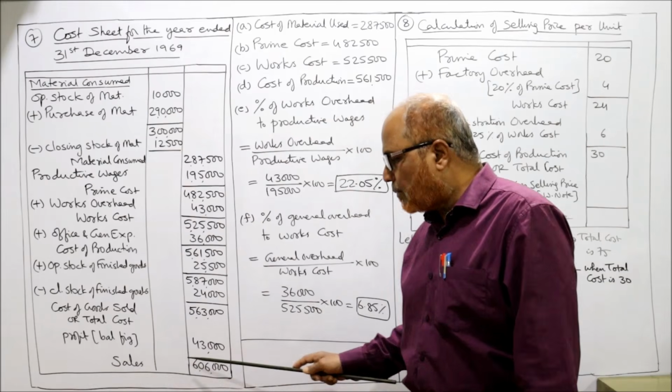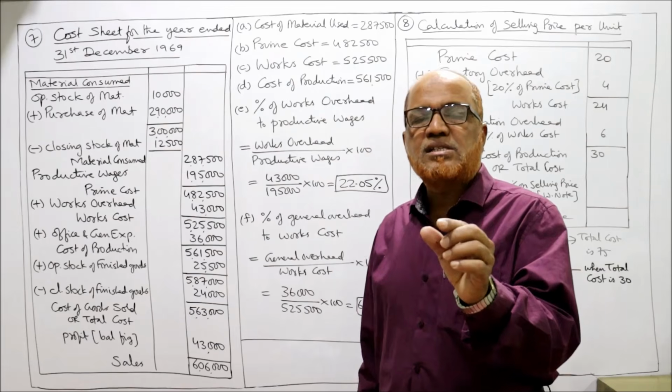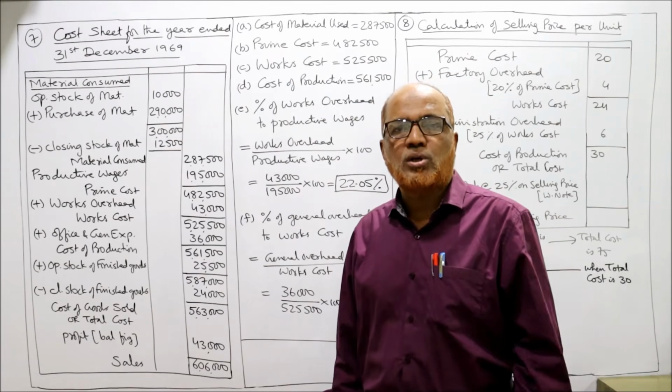And sales are given in the problem as 6,06,000. So what is the profit? Profit is the difference between sales and total cost.